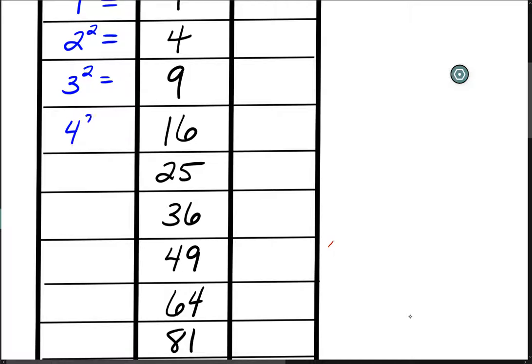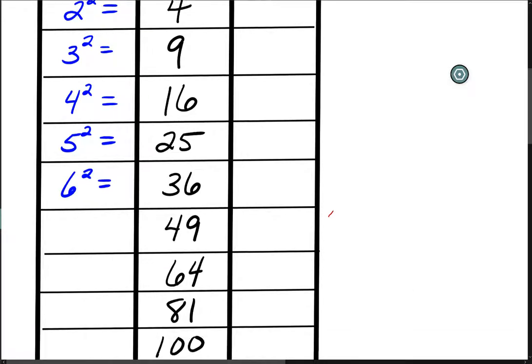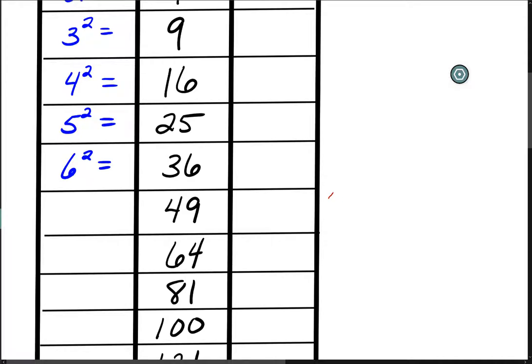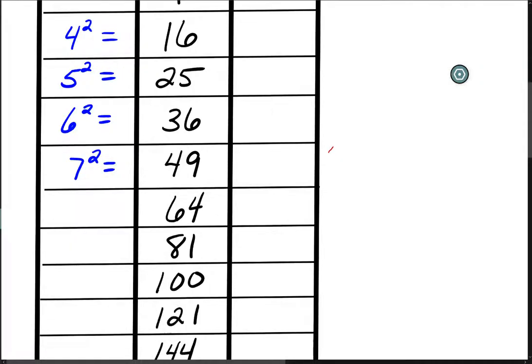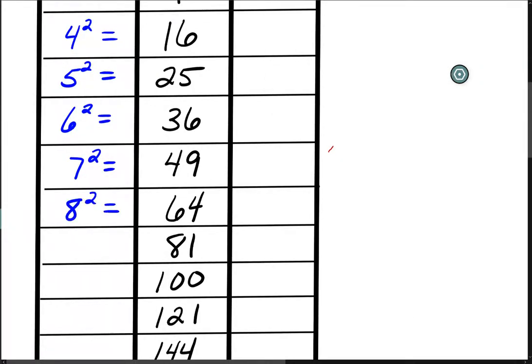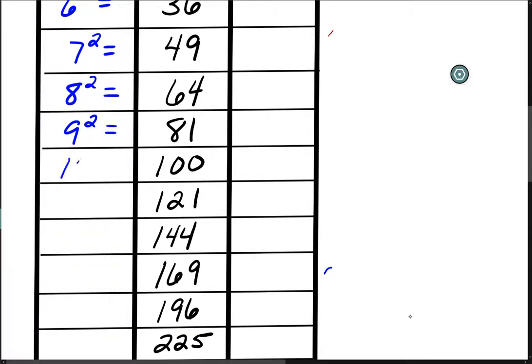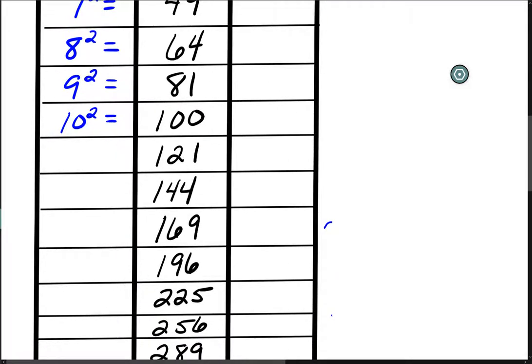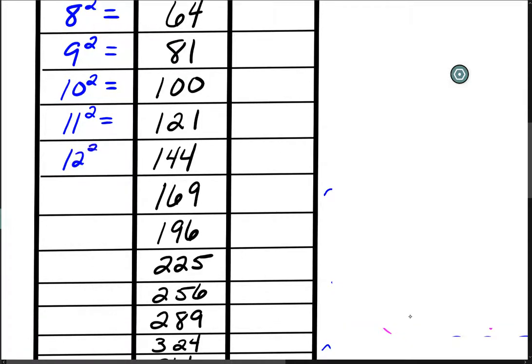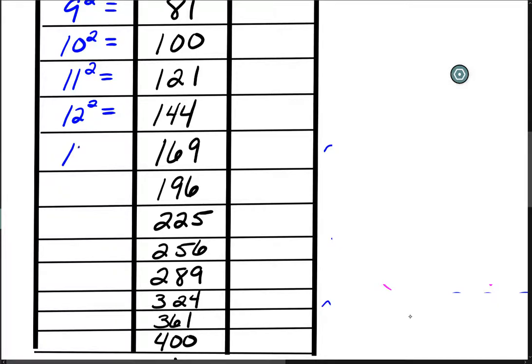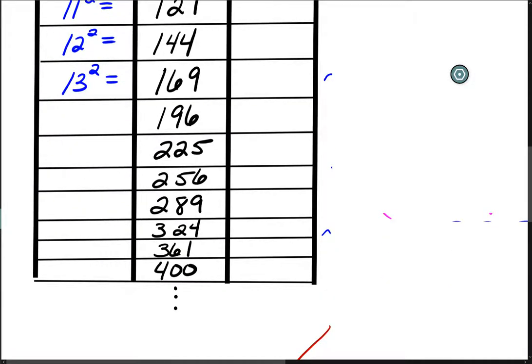Well, 16 is a perfect square because 4 squared is equal to it. 25 because 5 squared is equal to 25. 36 is 6 squared. 49 is 7 squared. 64 is 8 squared. 81 is 9 squared. 100 is 10 squared. 121 is 11 squared. 144 is 12 squared. 169 is 13 squared. 196 is 14 squared.